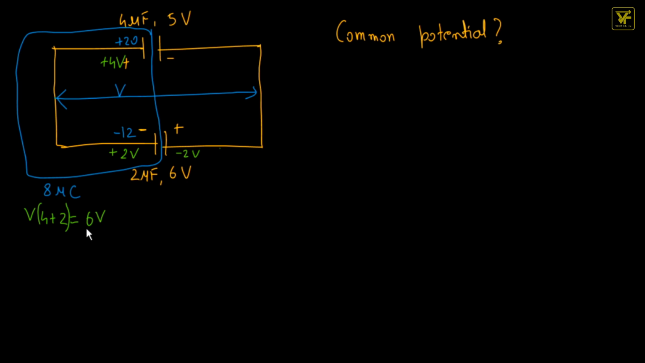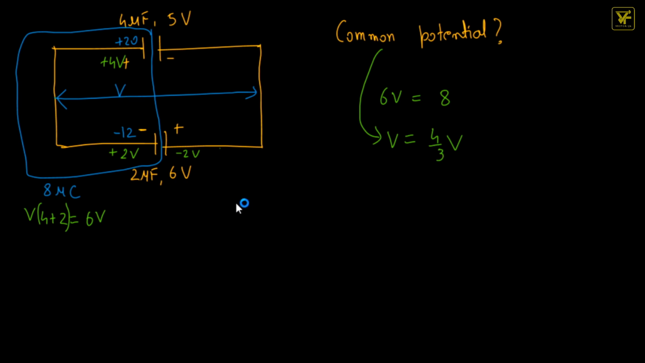Remember, this is not volts, this is 6V. Okay, this is the charge. So I can write 6V is equal to 8. So V is equal to 4 by 3 volts. So the common potential is 4 by 3 volts. After finding the common potential, you can find everything else.